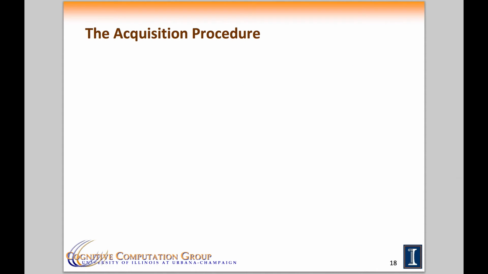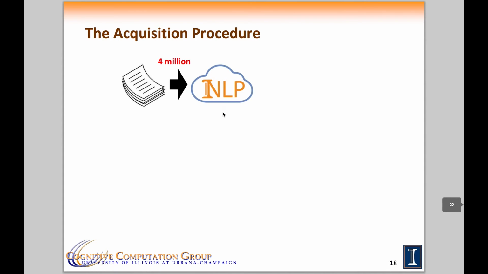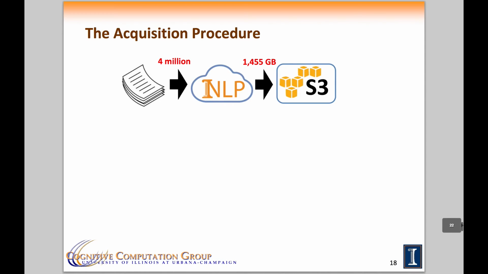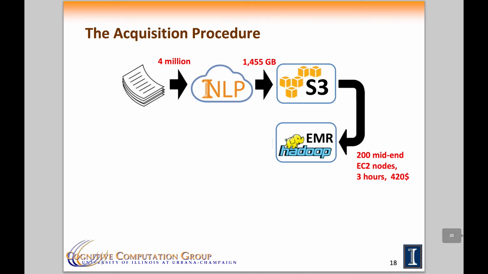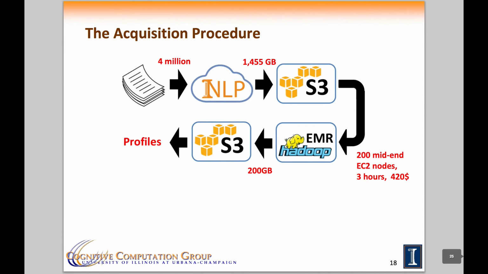How do we acquire this knowledge? We get a bunch of Wikipedia pages and annotate them with Illinois Cloud NLP tools. The resulting thing is around 1,500 gigabytes of annotated documents. This is processed with MapReduce in almost 3 hours and about $400. And the result is 200 gigabytes of annotated data in the form of profiles.